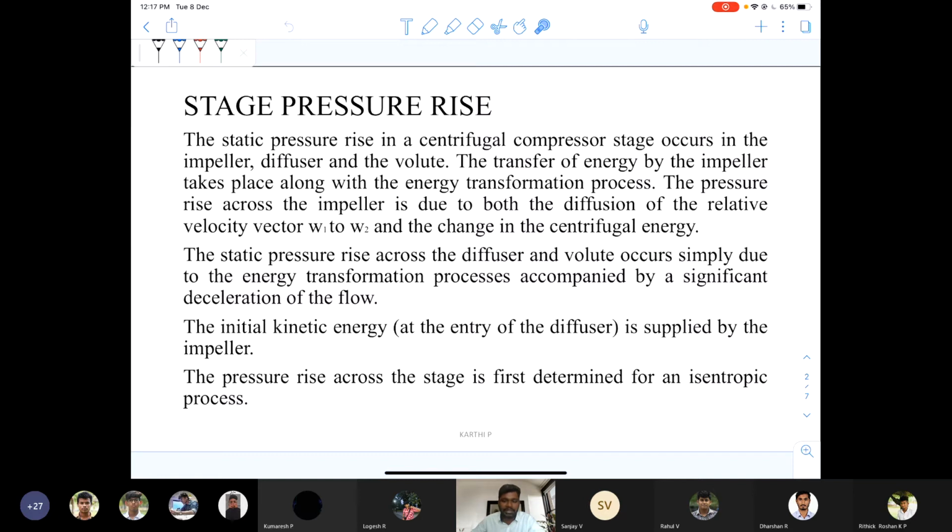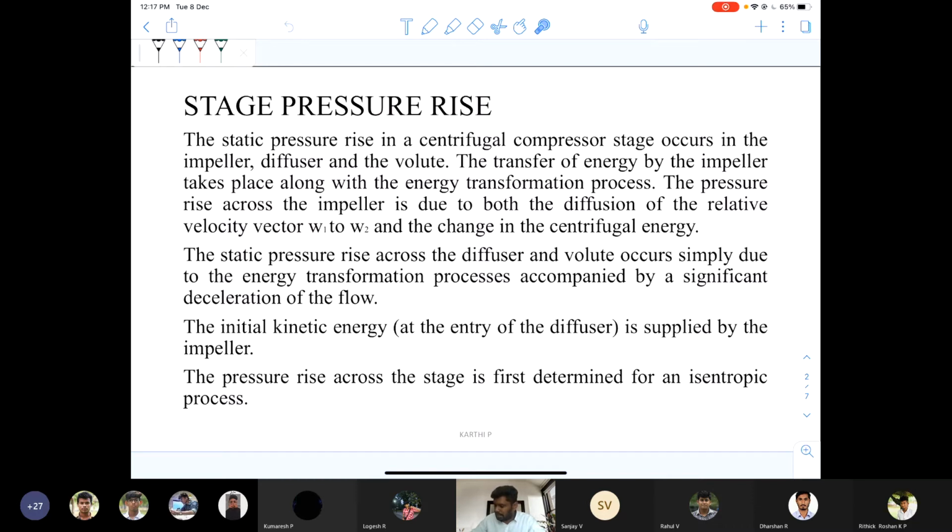In the impeller, the energy transfer takes place with respect to the energy transformation process. The pressure rise in the impeller is due to the relative velocity vectors W1 and W2 and the change in the centrifugal energy, whereas the static pressure rise in the diffuser and volute is due to the deceleration of the flow, which causes the energy transformation process. Therefore, the static pressure rise in the centrifugal compressor occurs only in the impeller, diffuser and the volute casing.